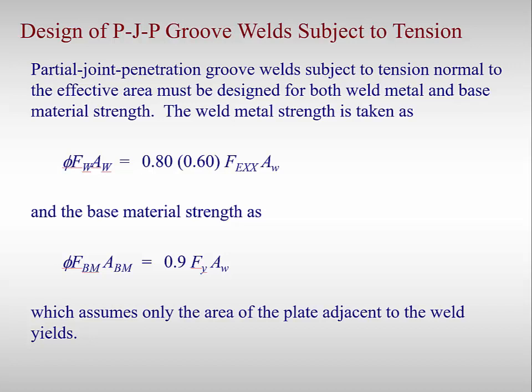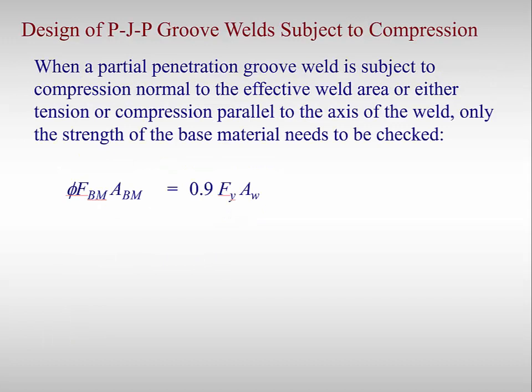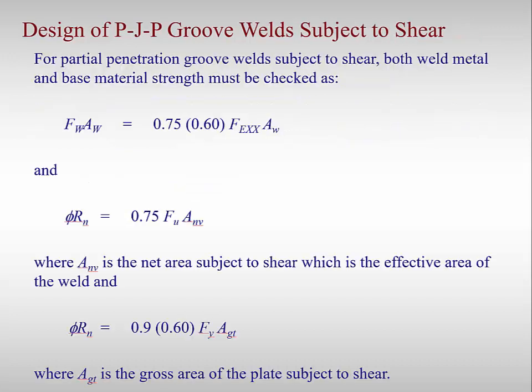The base metal must also be checked. The design strength is given as the tensile strength of the base metal times the effective area of the weld reduced by a resistance factor of 0.75. When a partial joint penetration weld is subjected to compression to the plane of the weld, no design needs to be performed on the weld metal. However, the base metal needs to be checked as shown. Shown in this slide are provisions used to design partial joint penetration welds subjected to shear.